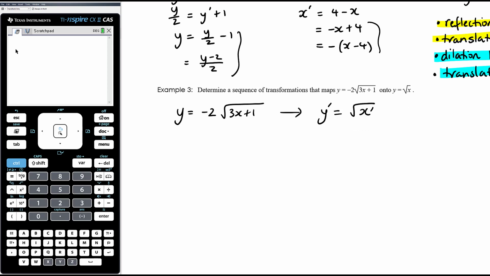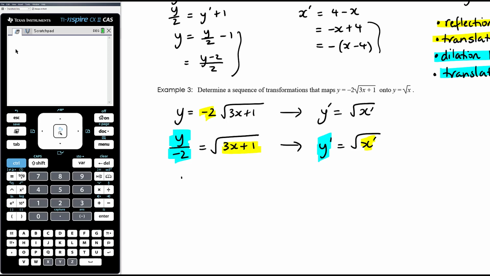We need them in the same shape. It's a square root function, so it has to be something to do with y dash equals the square root of something to do with x dash. So anything outside of the square root on the right hand side needs to be moved onto the left. If we divide by negative 2, y on negative 2 equals square root of 3x plus 1. Okay, so now we've got them in the same shape. We can see that this expression here was equal to y dash, and this expression here was equal to x dash. Okay, so y on negative 2 equals y dash, and 3x plus 1 equals x dash.